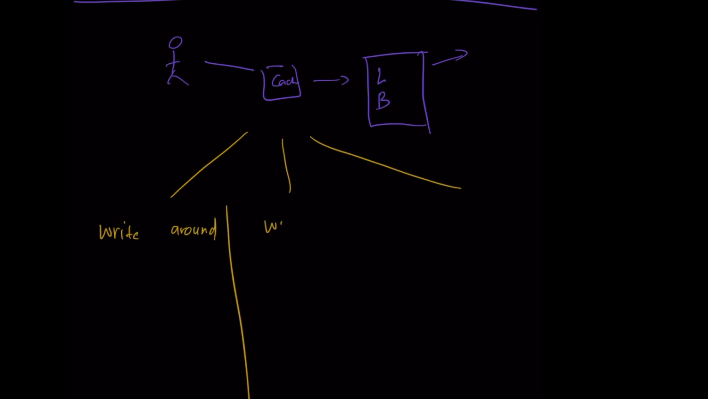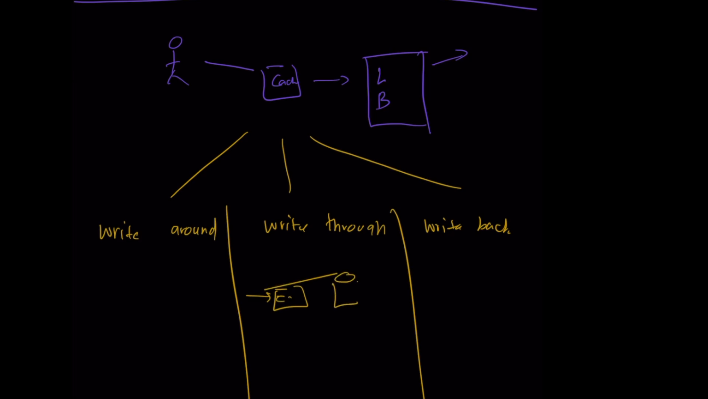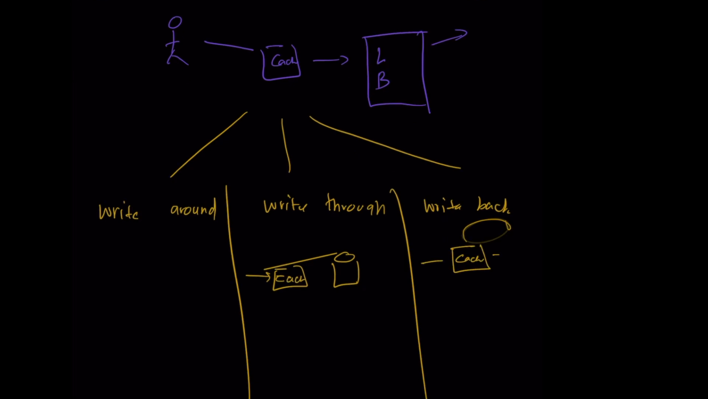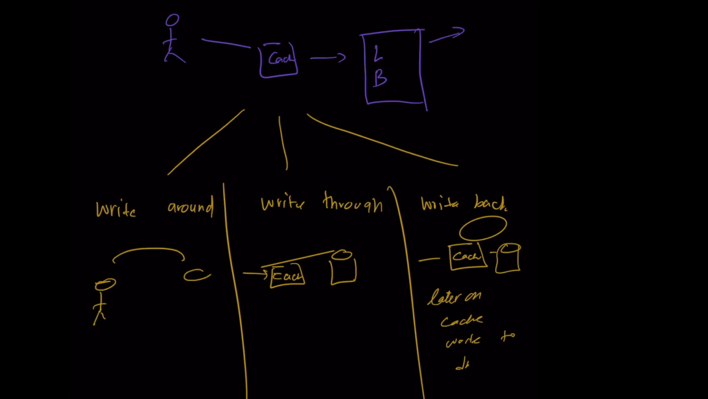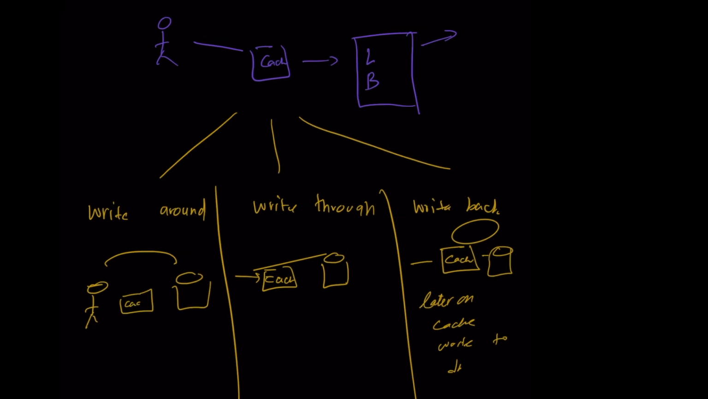Now, when we have the introduction of caches, going back to writing, we have three ways in which we can write: write around, write through, and write back. In write through, the person writes to the cache and to the database, or the next application. In write back, it only writes to the cache, and later on, the cache writes to the DB. And in write around, the user straight away writes to the DB, avoiding the cache.